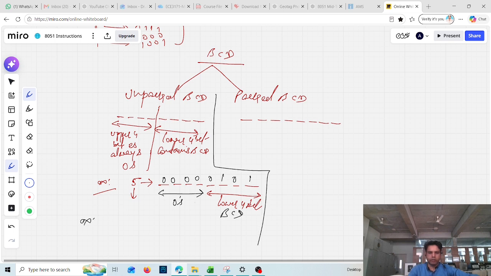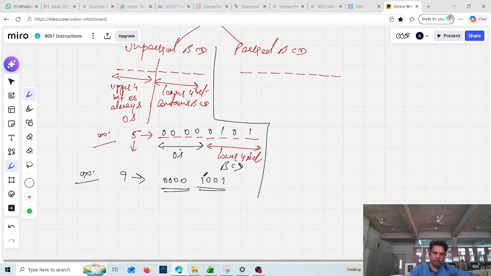We have another example, for example, 9. So I write here 1001. This is a digit in which the lower 4 bits represent 9, that is 1001, and the upper 4 bits are 0000. So you can see it is not an effective utilization of the 8 bits, because the upper 4 bits are wasted here. That is why it is called unpacked.